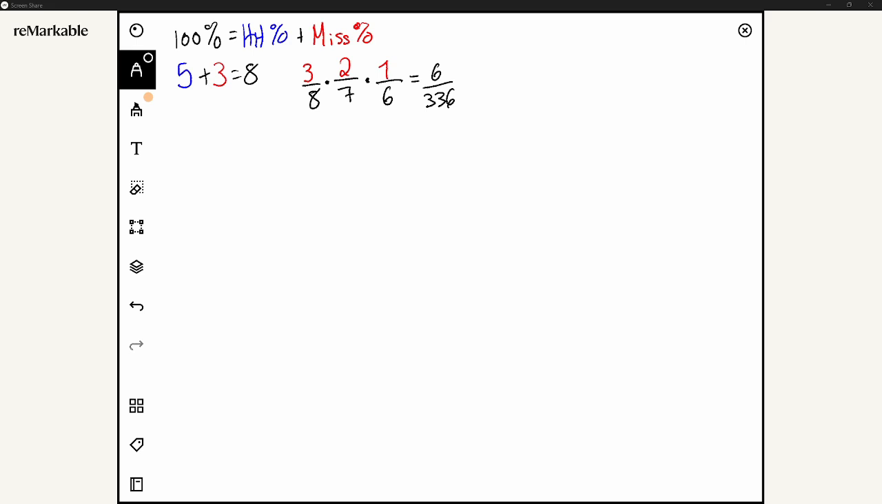But Heretic, I hear you say. Pat, I hear you say. You started this with percentages. 6 out of 336 is a disgusting fraction, and I don't know what that means in terms of percent. We can make our lives a little bit easier. We do this through factoring.